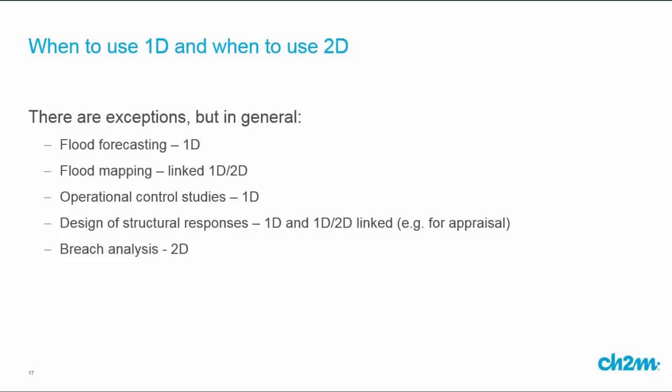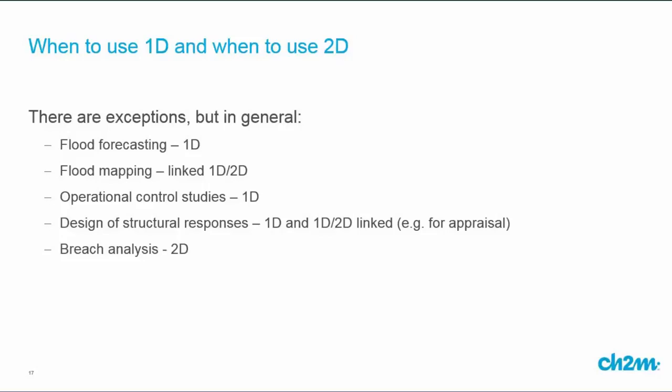For operational studies, where you're trying to work out operational routines for movement of barriers or sluices and things, and you want to try many scenarios, and generally you're controlling things to in-bank, then 1D is very much the approach to use there. When you're designing big interventions, then it's probably a combination of 1D and 1D, 2D linked, and it may be that for setting levels, where you're keeping all the water level in bank, the 1D approach is appropriate. But when you're looking at appraisal and looking at residual flooding and this type of thing, it's likely that the 1D, 2D linked approach is most appropriate.